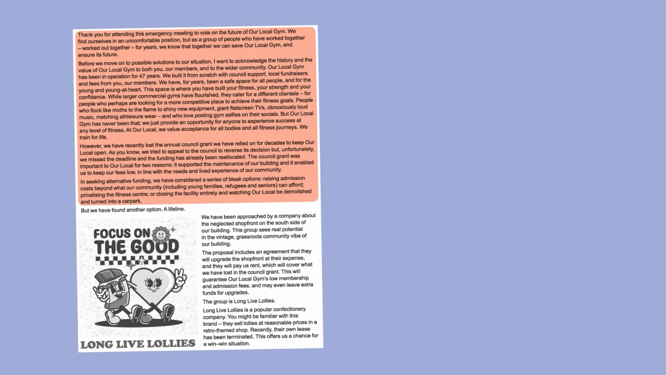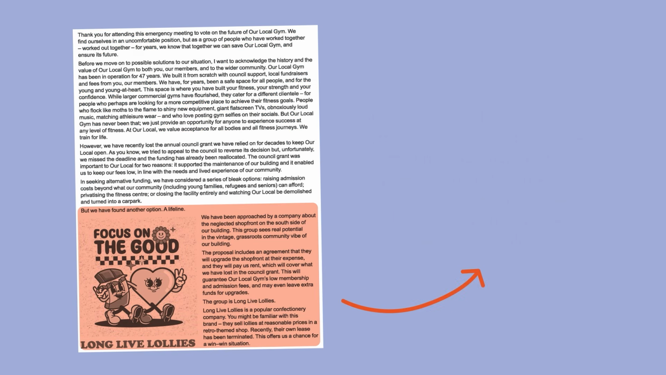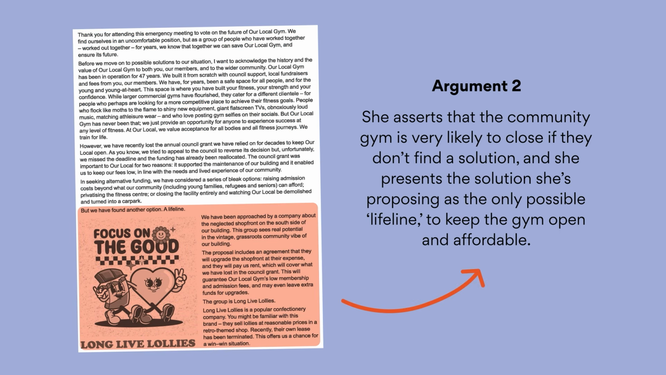If we were to look closer and identify the general arguments that Sandy's making in support of her contention, we might notice that in the beginning, she reminds the audience of the vulnerability of the gym's position and highlights the value of what is at risk if they close, emphasizing the role it's played in the community to encourage a sense of connection among the audience. She asserts that the community gym is very likely to close if they don't find a solution, and she presents the solution she's offering as the only possible lifeline to keep the gym open and affordable.